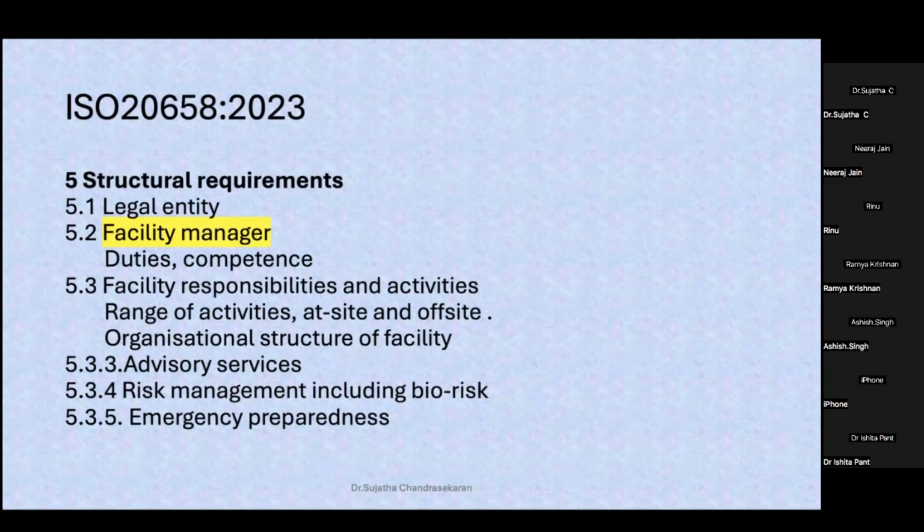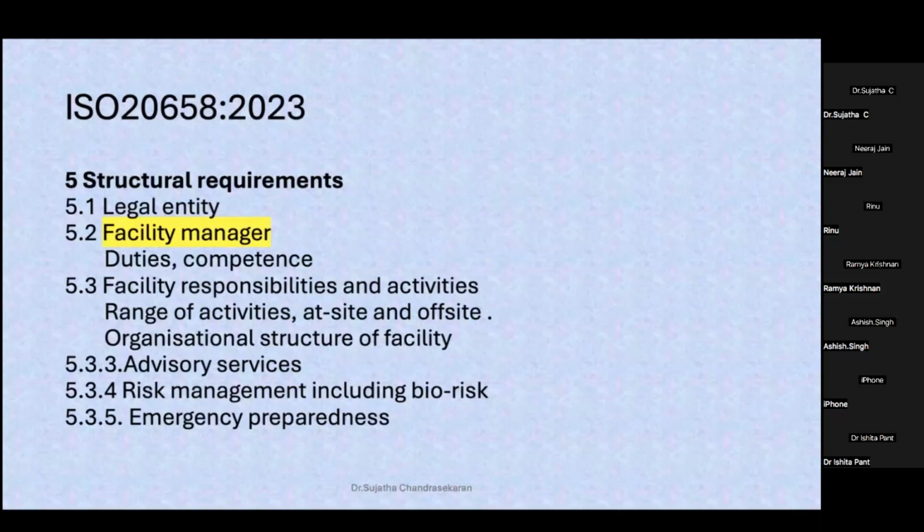What is important is this facility manager: his or her duties, competence required, training, qualification, everything has to be clearly written. This person should be in a position to interact with the users and advise also on the type of examinations. Again, it's a weak area.